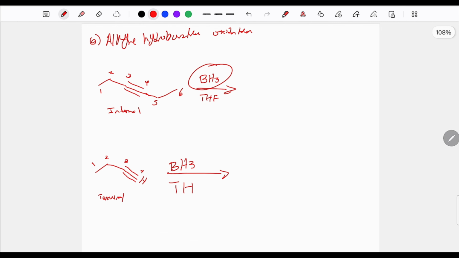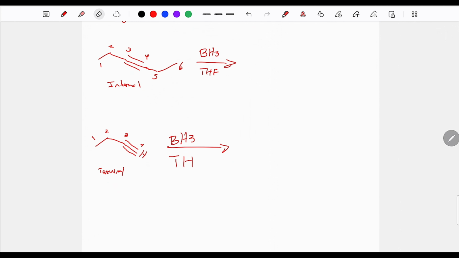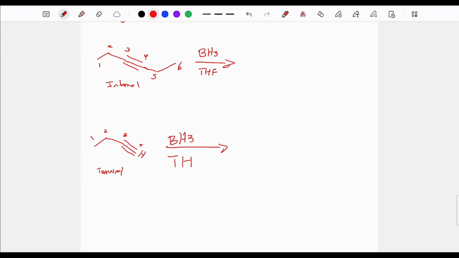So it's completely fine to use BH3 with an internal alkyne. But a terminal alkyne reacts twice with a borane, and that leads to a complicated side product mixture. And in order to avoid this, we use what we call a sterically encumbered dialkyl borane. Okay, so BR2, dialkyl borane. And examples of this include things like disiamylborane or dicyclohexylborane.